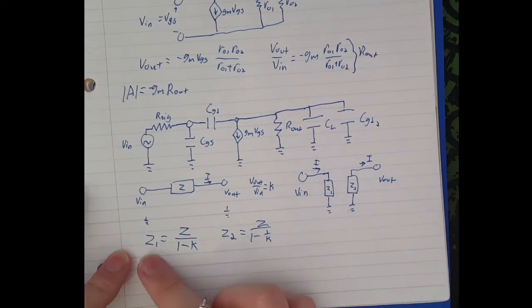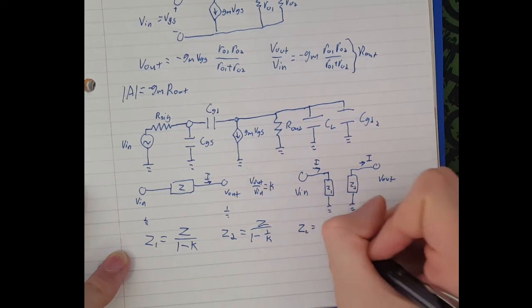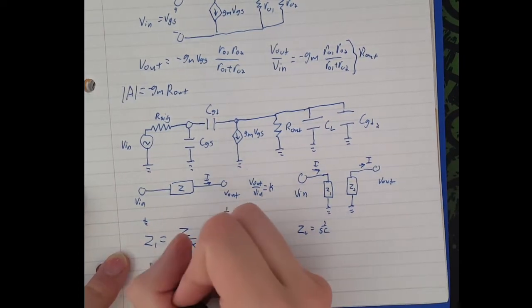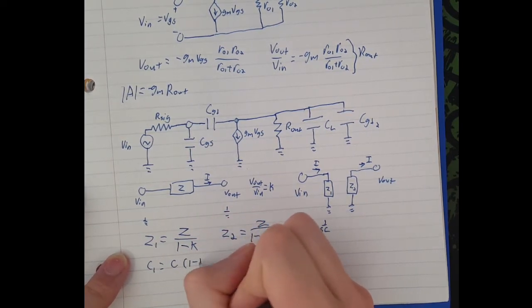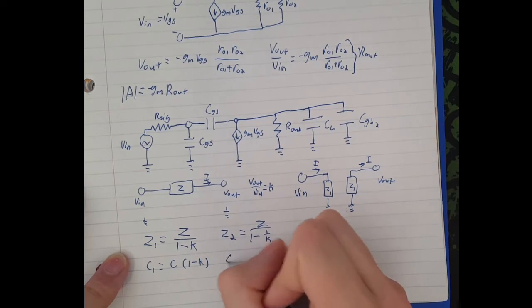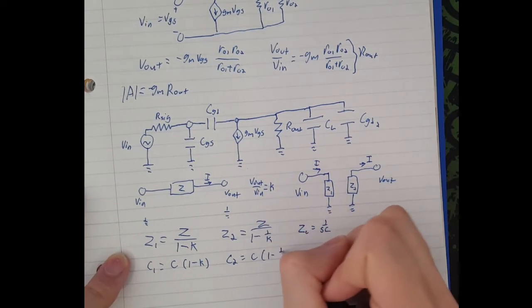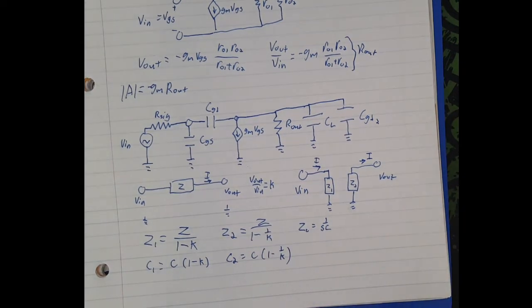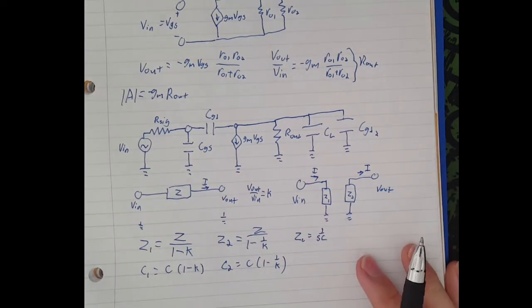So if these are capacitances, and we know that Z for a capacitor is equal to 1 over SC, that means that to calculate out C1 based on some C, it's just C times 1 minus K, and C2 equals C times 1 minus 1 over K. And so this K in our case is just going to be the gain we found from our small signal.